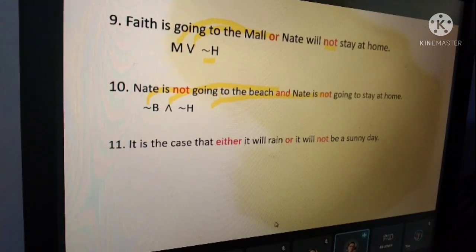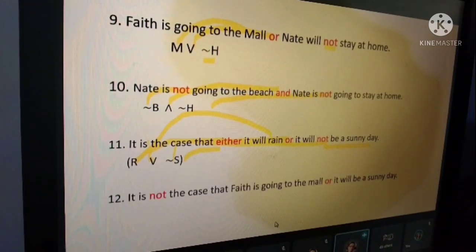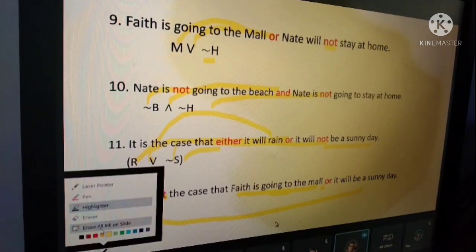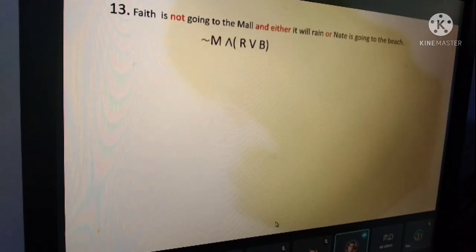It is the case that either it will rain or it will not be a sunny day. This is the or, then not. Sunny day is S and rain is R, so we use proposition R for it will rain today. Then, it is not the case that Faith is going to the mall or it will be a sunny day. We negate both propositions: Faith is going to the mall, M, then or, then it will be a sunny day, S. We negate both. Same with here: Faith is not going to the mall, and either it will rain today.